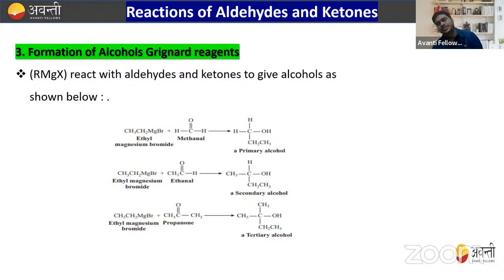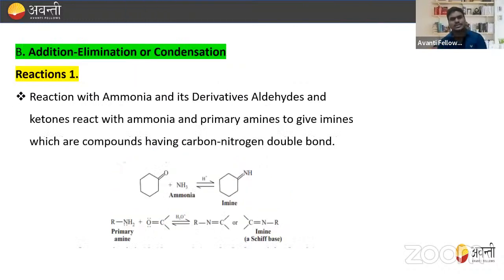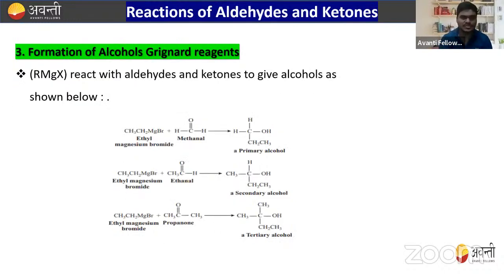For example, if we treat formaldehyde with the Grignard reagent, we'll get the primary alcohol. Similarly, if you treat an aldehyde with the Grignard reagent, we'll get the secondary alcohol. And similarly, if you treat the Grignard reagent with a ketone, then we will get the tertiary alcohol. So this we already discussed. Right. Now, let's see the next one.